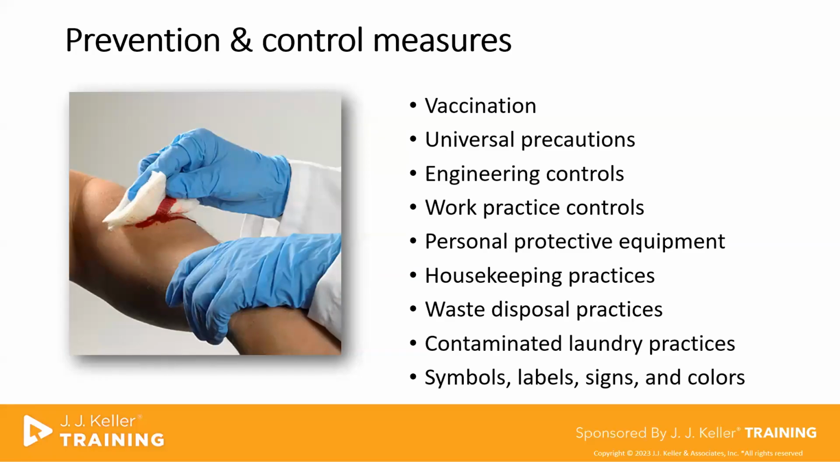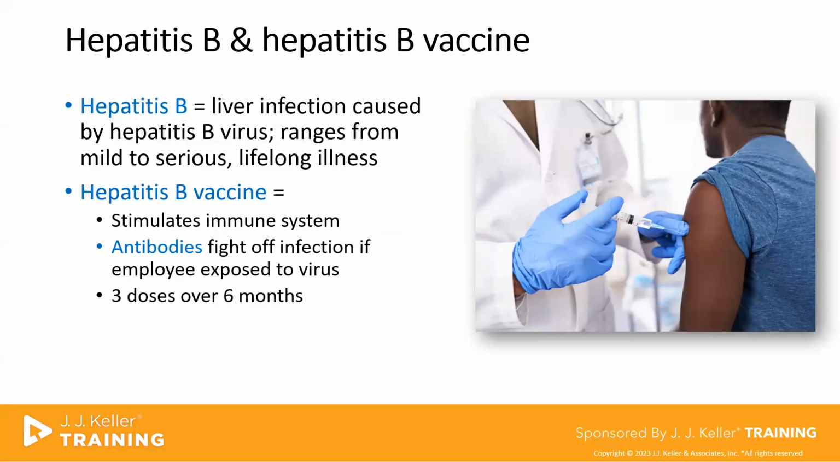All right, so the measures listed on this slide are intended to help prevent and control the spread of bloodborne pathogens. Hepatitis B is a liver infection caused by the hepatitis B virus, and the best way to prevent hepatitis B is by getting vaccinated. The hepatitis B vaccine stimulates the worker's immune system to protect against the virus. After the vaccine is given, the body makes antibodies that protect the worker against the virus. And of course, an antibody is a substance found in the blood that's produced in response to a virus invading the body. And so these antibodies will fight off the infection if a worker is exposed to the hepatitis B virus in the future. And the CDC does say that the hepatitis B vaccine is safe and effective.